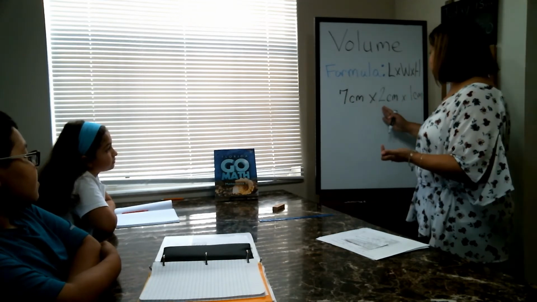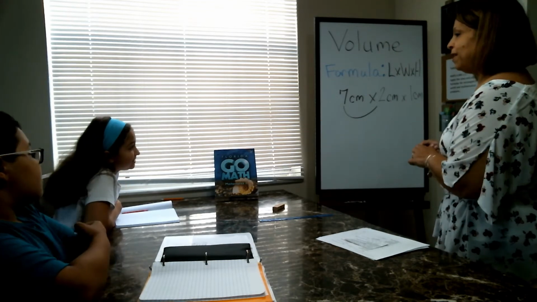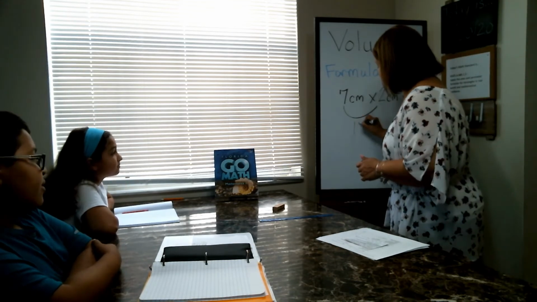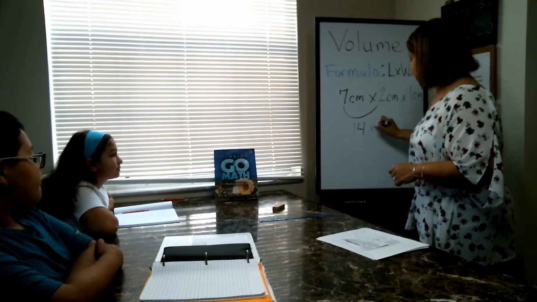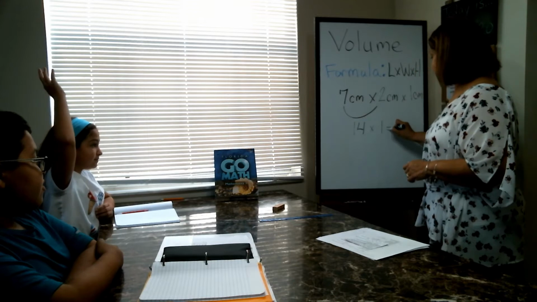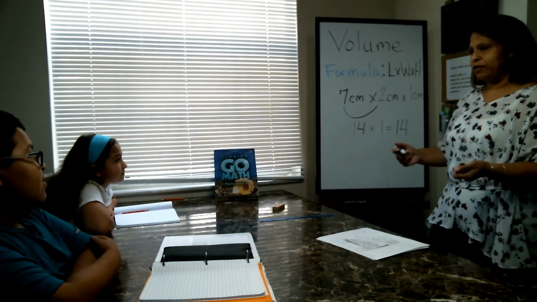So now we're going to multiply the 3. We're going to start with 7 times 2, using that multiplication fact knowledge that you have. Chloe, what's 7 times 2? 14. Exactly, 14. And then we're going to multiply 14 times 1. And what do we get? Anything multiplied by 1 is what? Its number itself. So it is still 14. 14 what? Inches, centimeters? Centimeters. We are working with centimeters.